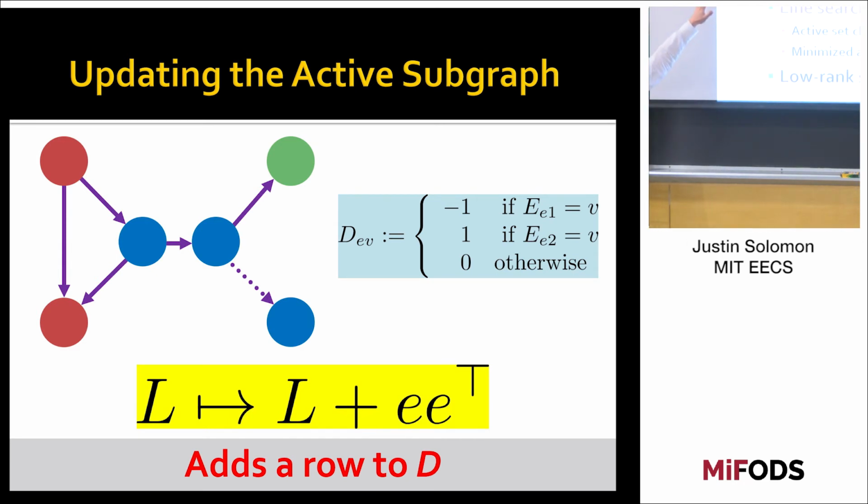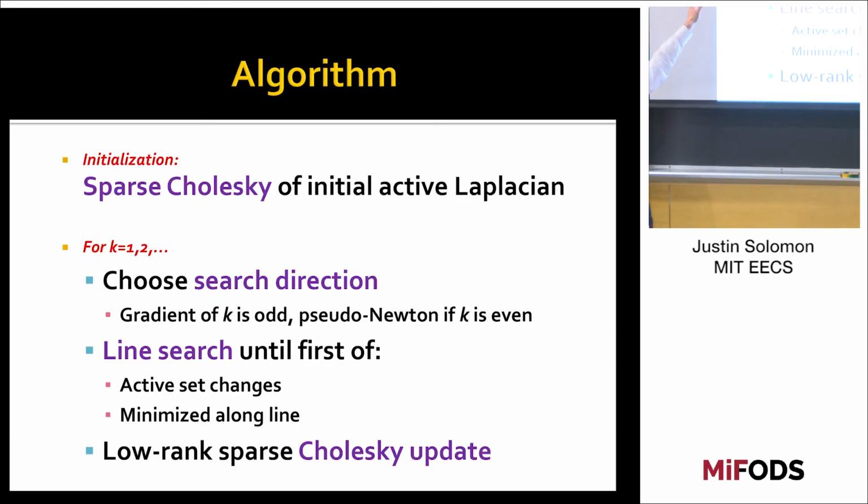You begin by computing the Laplacian of whatever your initial guess was. And that has some sparse Cholesky factorization. The details don't matter here. And every iteration, you choose your search direction, like for Newton's method. And you do line search until a sign flips. And then you update your Hessian and you keep going.